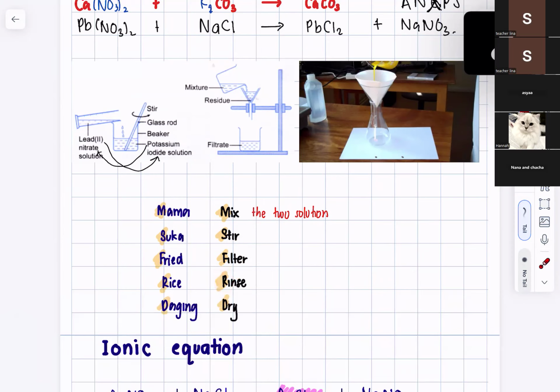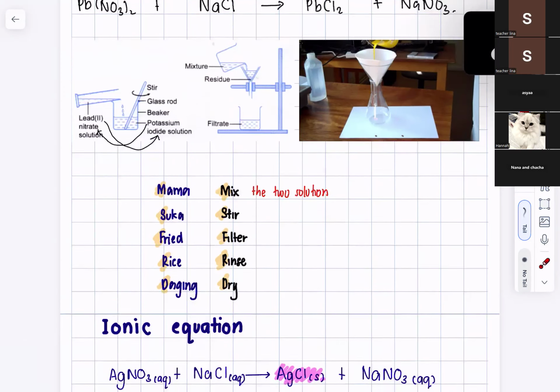It's not a little. Using a lot is also okay, because this one is an insoluble salt. Dry between two filter papers. Okay, done.